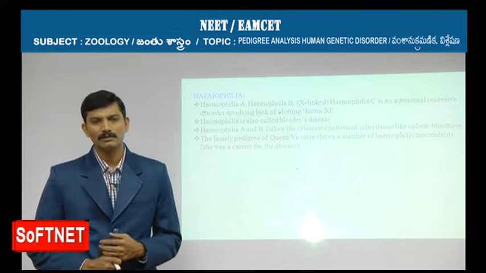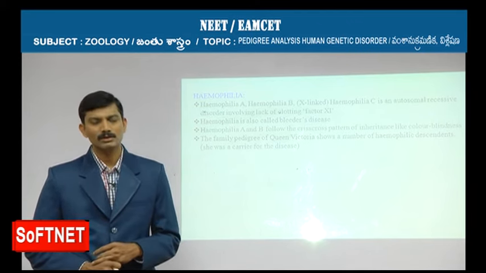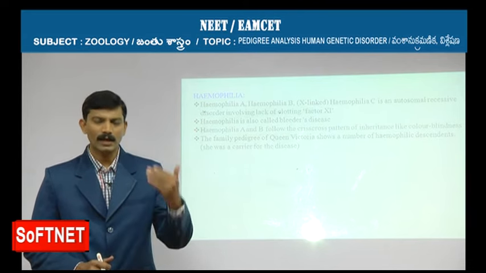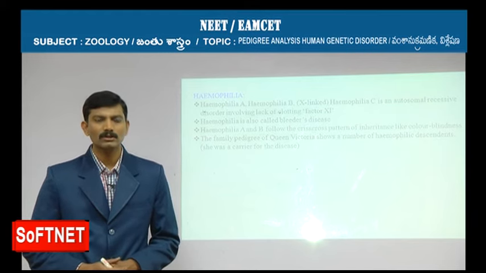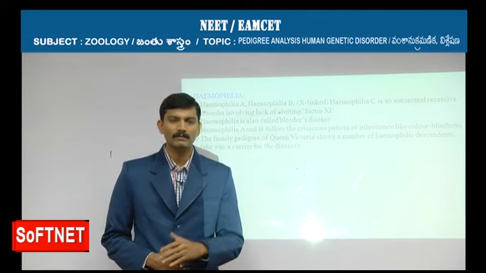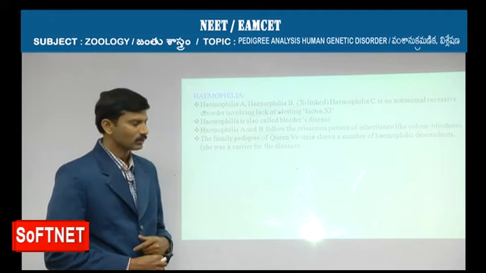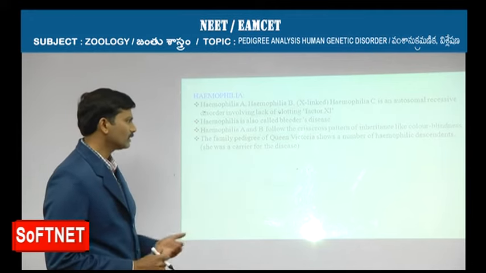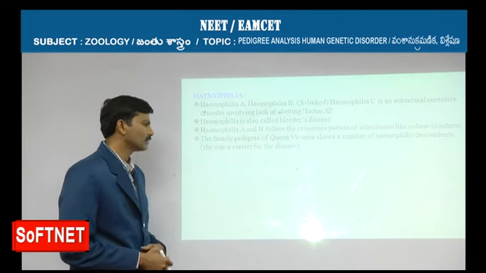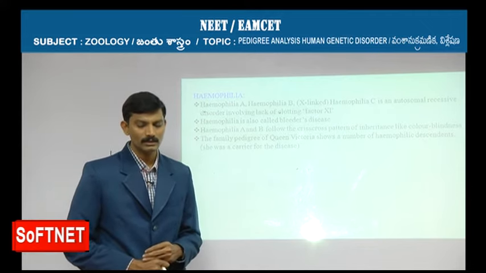8th factor deficiency we call hemophilia A, and 9th factor deficiency we call hemophilia B. It is also called the Bleeder's disease, and it follows the crisscross or skip-one pattern of inheritance, as it is an example of an X-linked recessive disorder. It runs in the Queen Victoria family, which shows a number of hemophilic descendants, where the females are mostly carriers in the heterozygous condition.